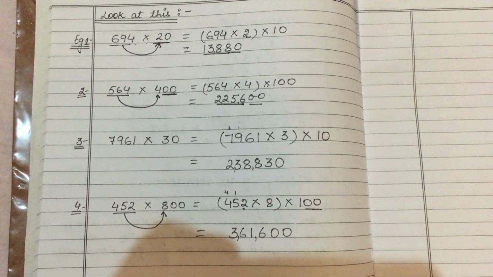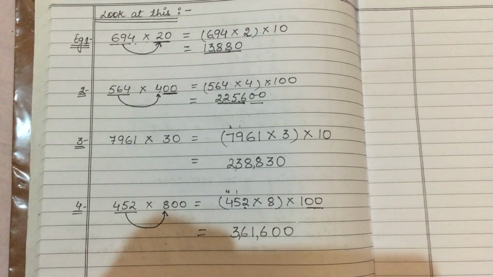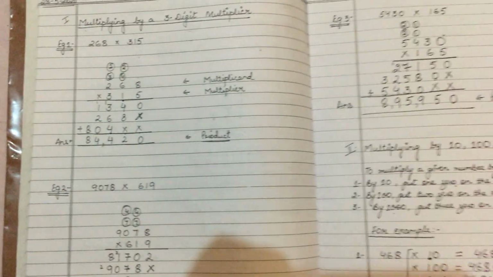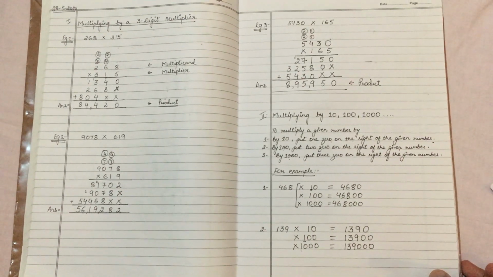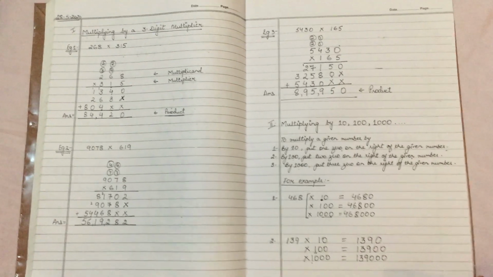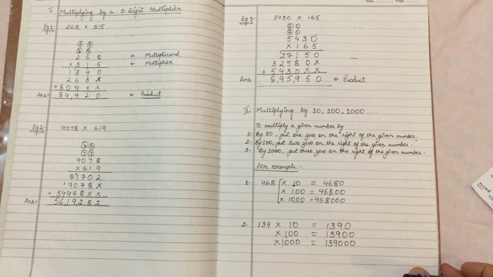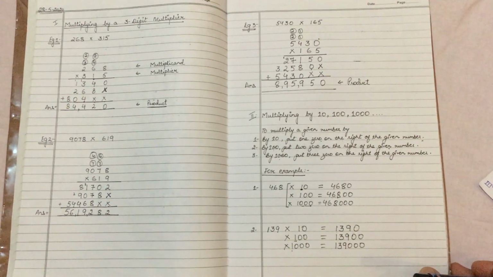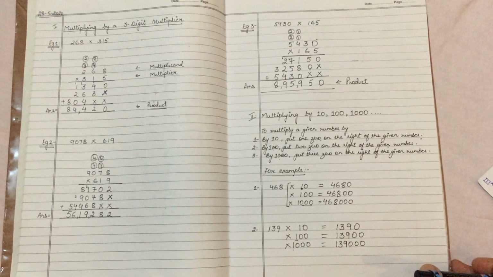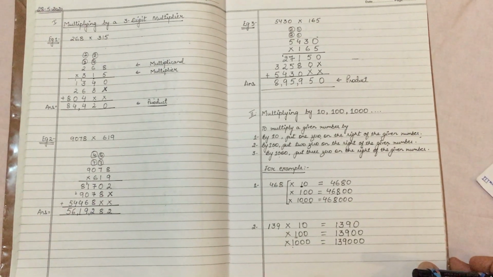You can have a look at this once, and try to have a look at this also once again. Multiplying by a 3-digit multiplier, and then the next topic was multiplying by 10, 100 and 1000. I hope, children, both the things are clear to you. I have given you questions related to this in your assignment. You can solve them. Thank you.